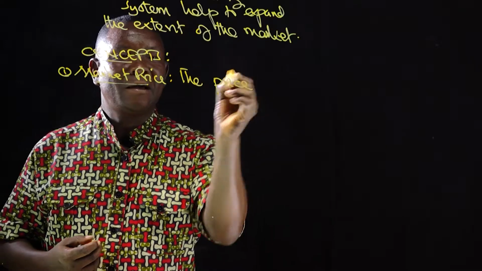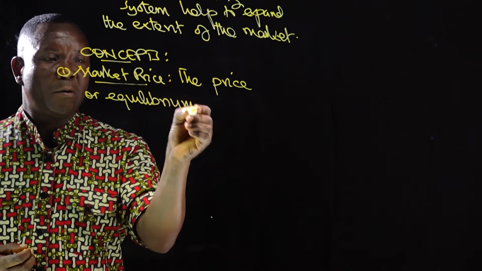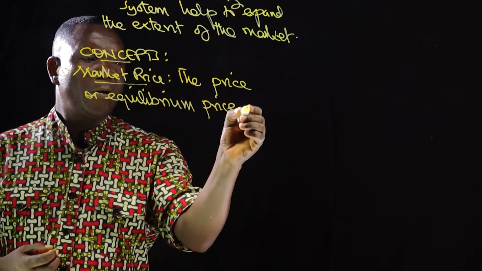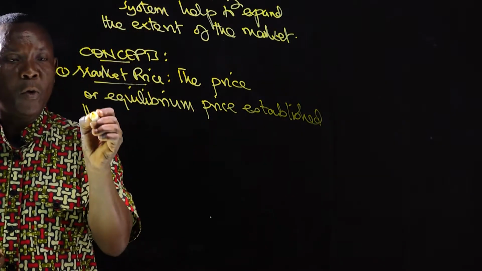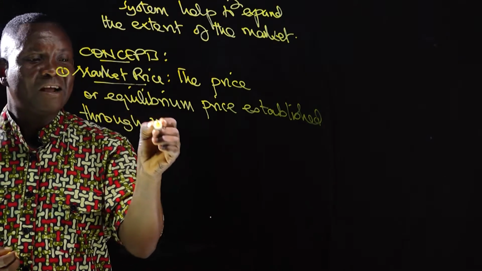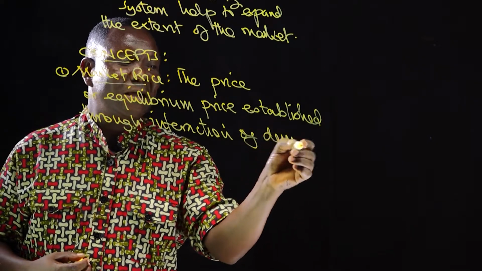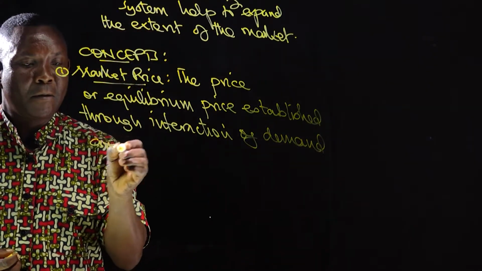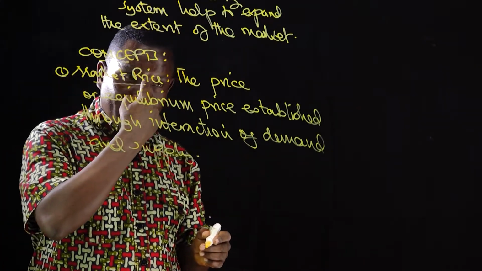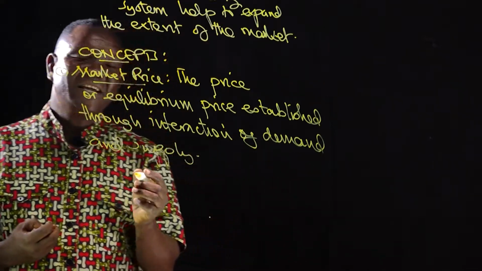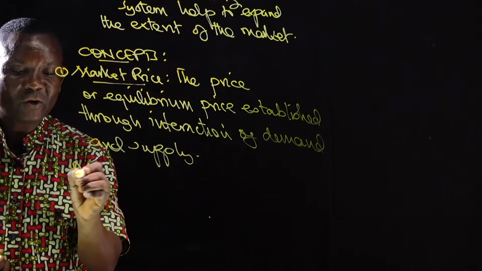The price, or equilibrium price, established through interaction of demand and supply. The interaction of demand and supply forces leads to establishment of the equilibrium price, and this is known as market price. We have another thing which is called market demand.